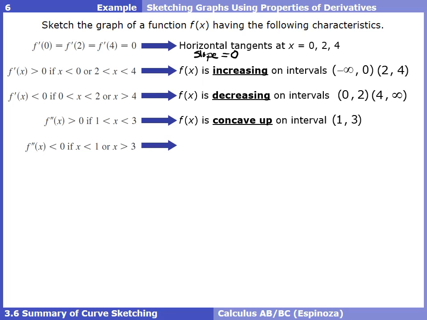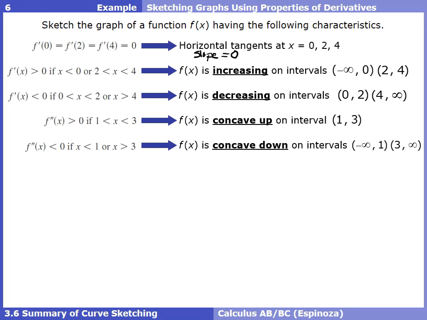The last piece of info we're given is that the second derivative is now less than 0, or negative, and if our second derivative is less than 0, we know the function is concave down. And on what intervals? Well, x is less than 1, so that means all the values from negative infinity up until 1. And then they tell us x is greater than 3, which means all the x values from 3 to infinity.